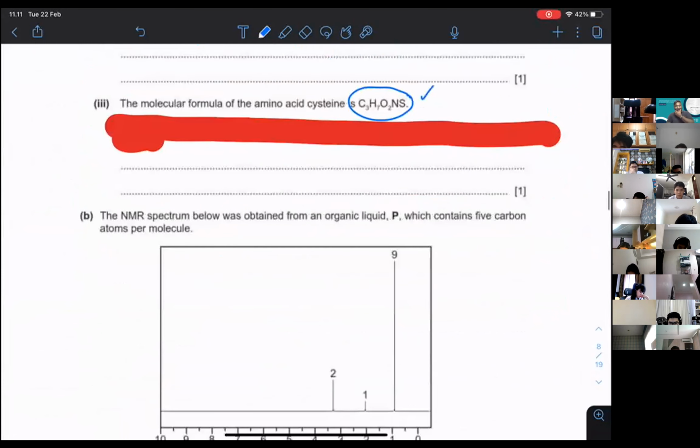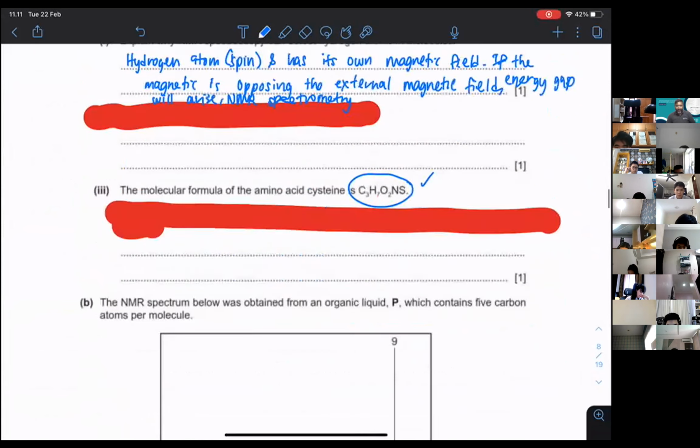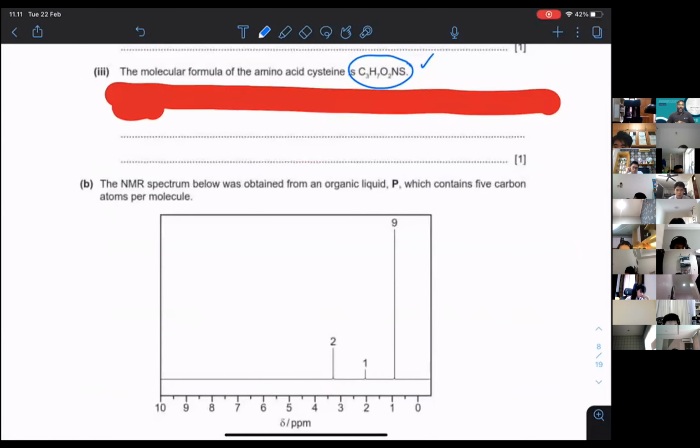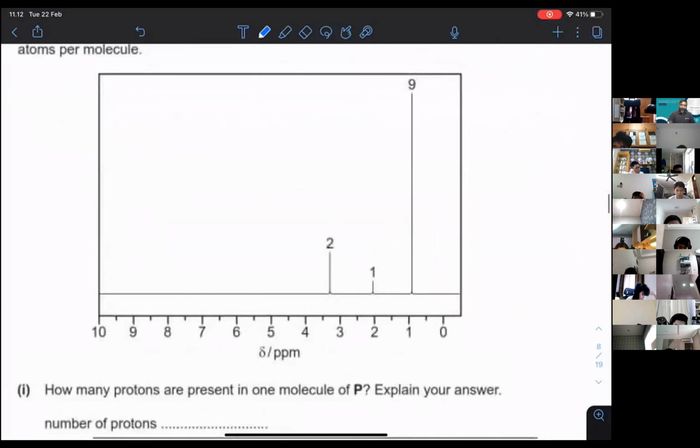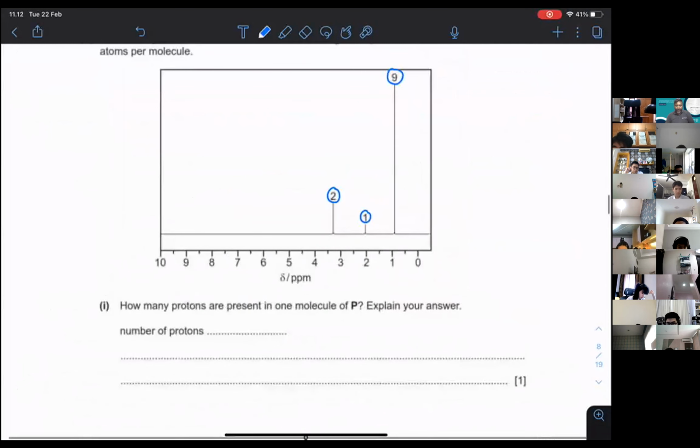Now the NMR spectrum below was obtained from an organic liquid P. So this is different. They say it is obtained from organic liquid P, which contains 5 carbon atoms per molecule. If you look at the numbers here, the 9, 1, and 2, this number explains the number of hydrogens that you have. I know that there are 3 different environments in this particular molecule. And the total number of protons, you see how many protons are present in one molecule of P.